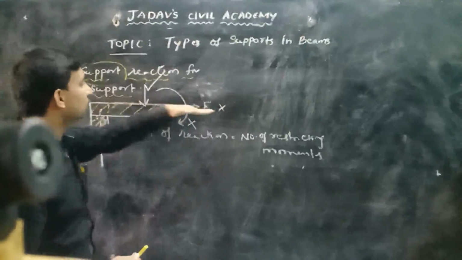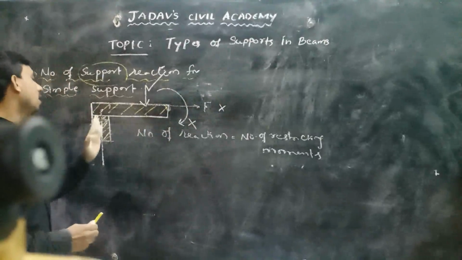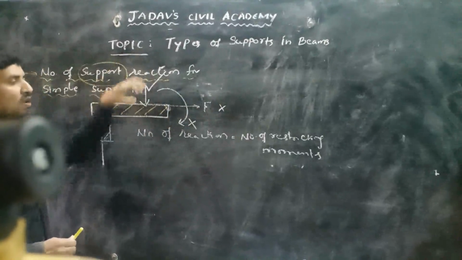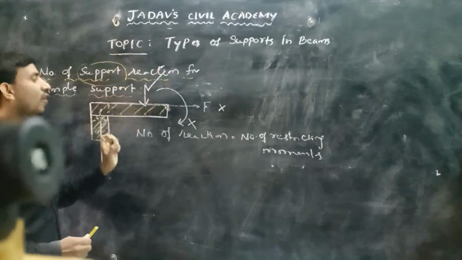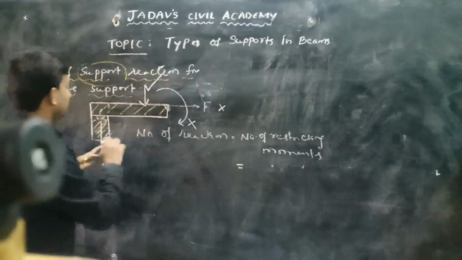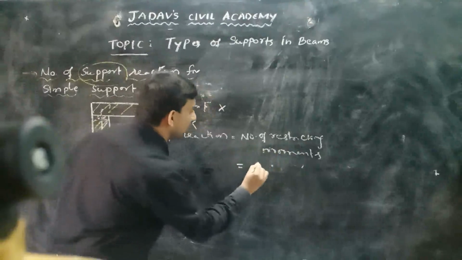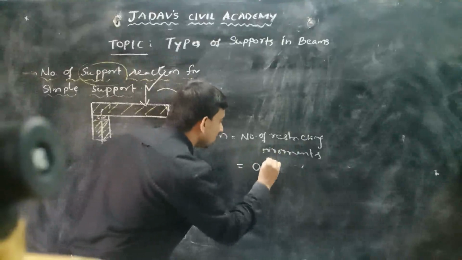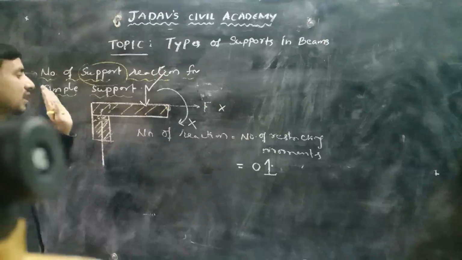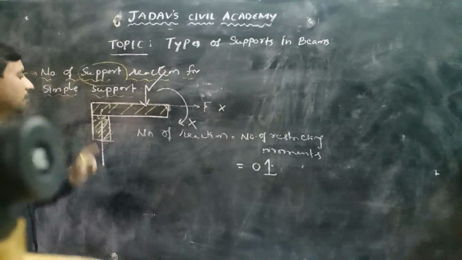That is a horizontal movement we cannot restrict, and rotation we cannot restrict. Because of the simply supported support, we can restrict the vertical movement of a beam. So the number of reactions in this simple support is equal to the number of restricting movements. The number of restricting movements is 1, so we can say there is one support reaction in a simple support.